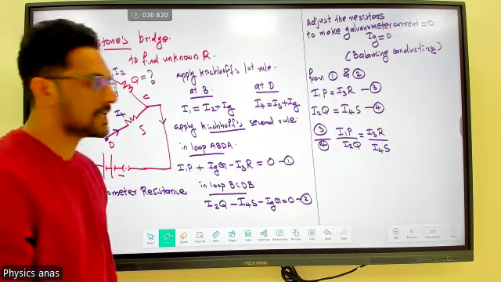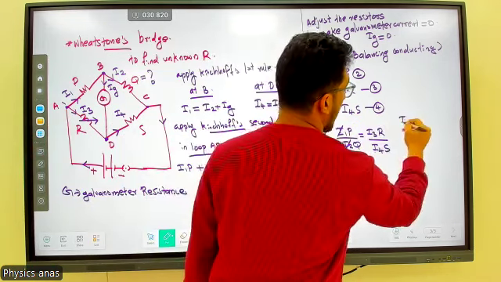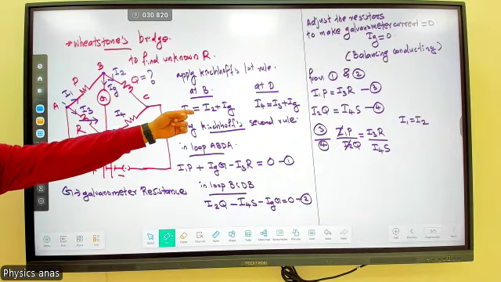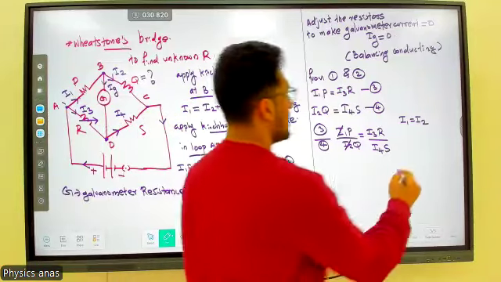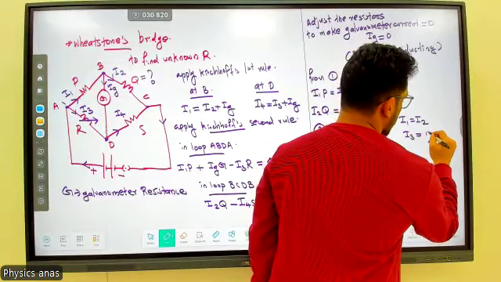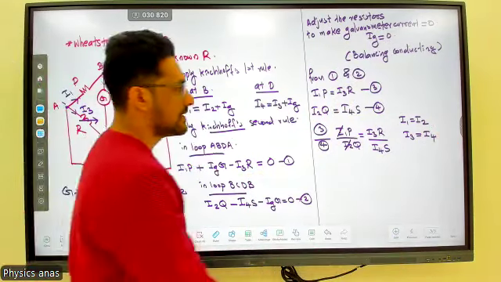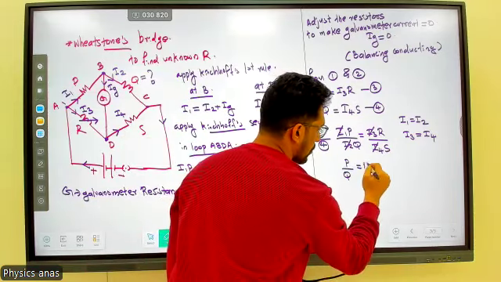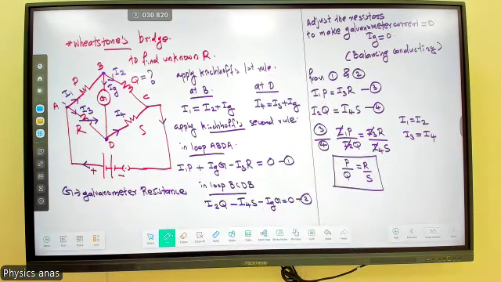Clear? Then I1 and I2 will be gone, because I1 is equal to I2. Why is I1 equal to I2? Ig is 0. If Ig is 0, I1 is equal to I2. And I3 is equal to I4. Why? Ig is 0, so I4 is equal to I3. Then I3 and I4 cancel. I will get P by Q is equal to R by S. Got it? P by Q is equal to R by S.